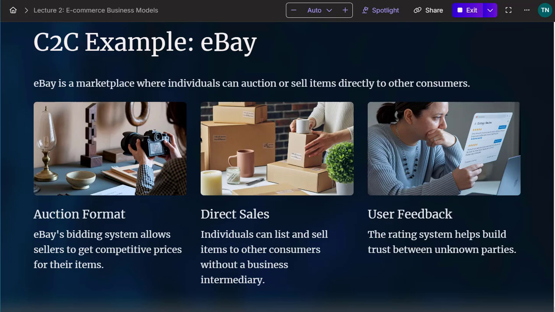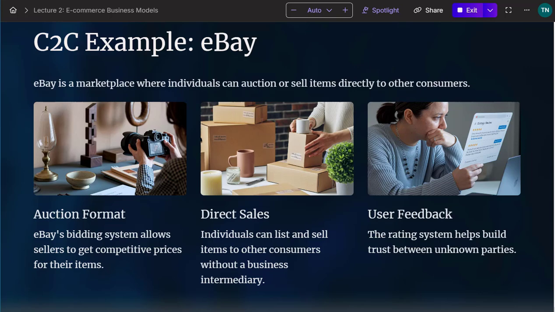Now we look at one of the most popular examples of C2C, which is eBay. eBay is a popular online marketplace where individuals can buy and sell items directly to other consumers. The auction format allows the sellers to get competitive prices for their items through bidding. Individuals can list and sell products to other consumers without going through a business intermediary. The user feedback and rating system helps build trust between buyers and sellers who may not know each other.